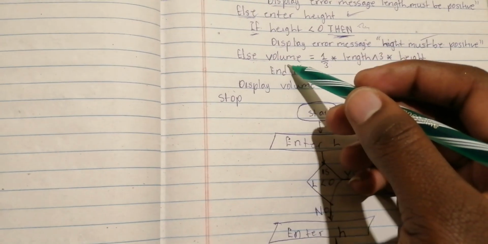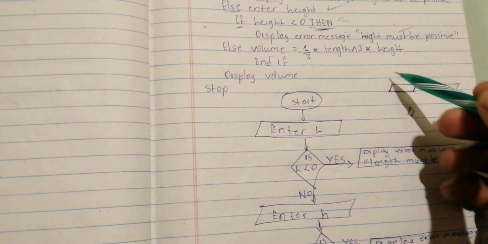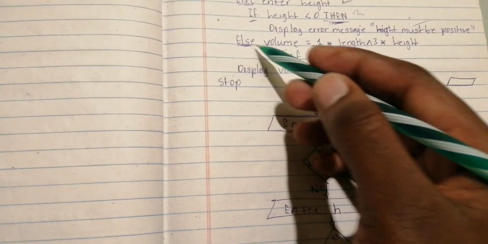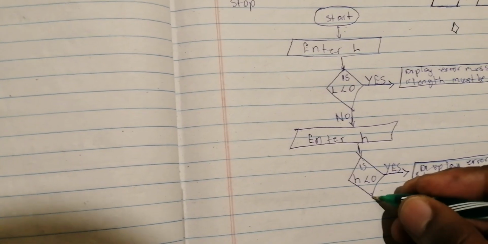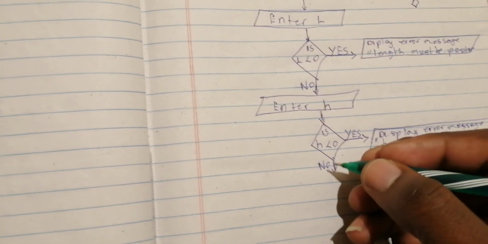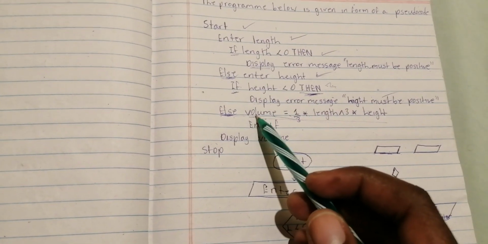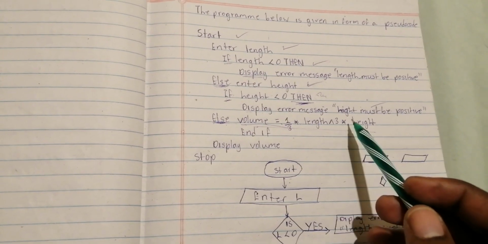Then we move on to the next step, which says else volume is equal to 1/3 multiplied by length raised to the power 3 multiplied by height. How can you enter this? Notice that we have else, and remember else is associated with no. So you draw an arrow going down, and next to this arrow you say no. Here we have a formula which says volume is equal to 1/3 multiplied by length raised to the power 3 times height.